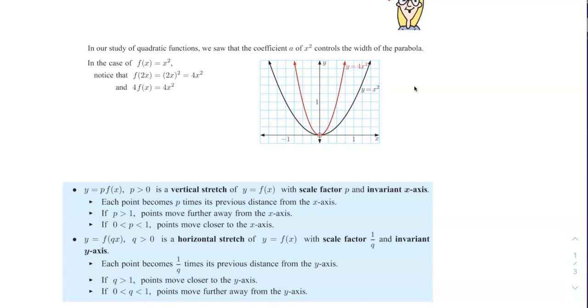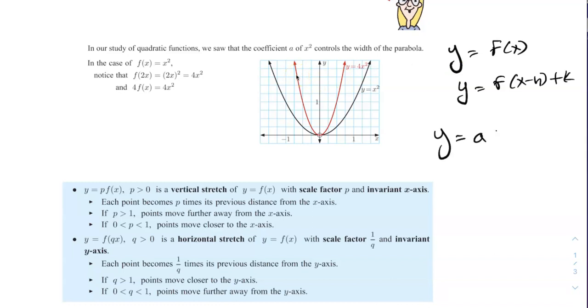If you remember from the last lesson, our general function looks like this. And when we did a translation, it was f of x minus h plus k. These are adding and subtracting; those are translations. Stretches are multiplications, so you'll see something more akin to a f of bx. It's the same idea though. A is on the outside, and it's outside the f.